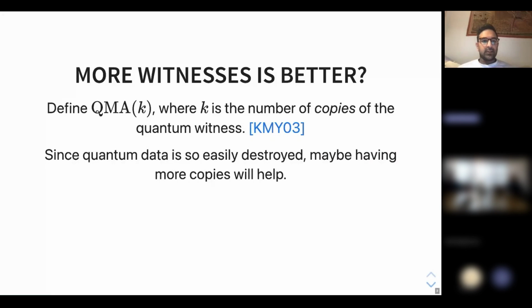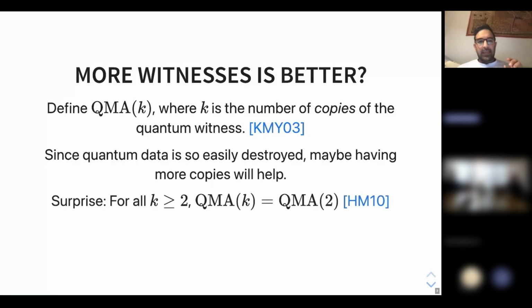So the question is, okay, maybe if I have more copies, I can do more because quantum data is so easily destroyed. But there's an important catch here, which was really surprising: as soon as you have two copies, it's as good as having any number of copies, polynomially many copies. This was proved by Harrow and Montanaro. The point is that there's not an infinite hierarchy of classes here. There are just two, QMA with K equals 1 and QMA with K equals 2. Once you have two copies, I can pretend like I can force you to send me many, many copies.